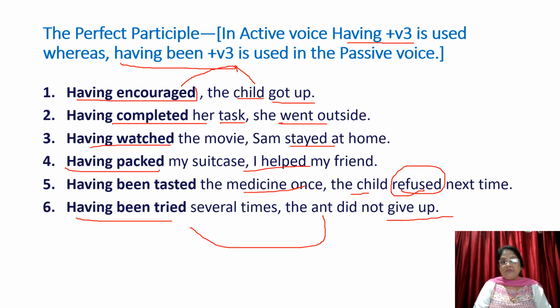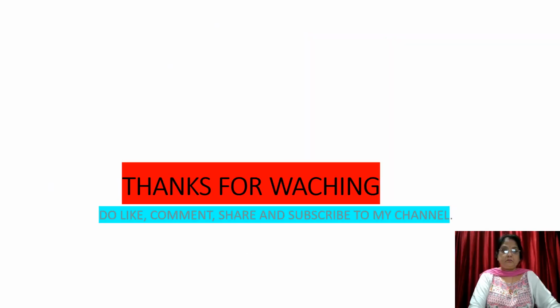In active voice we use having plus third form of the verb. In passive voice we use having been plus third form of the verb. But this perfect participle is obsolete. अब ये बहुत कम यूज में होता है. बोलने में तो करते ही नहीं इसको यूज, लिखने में ये यूज होता है. So nothing to worry much about this.